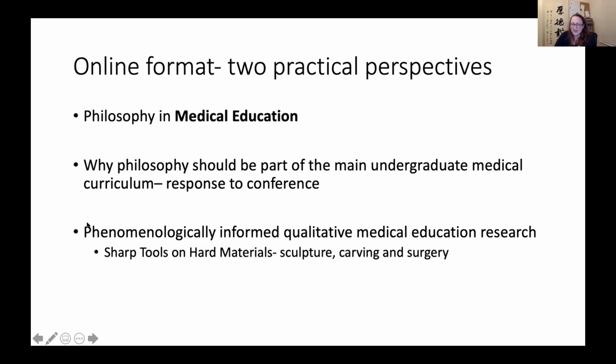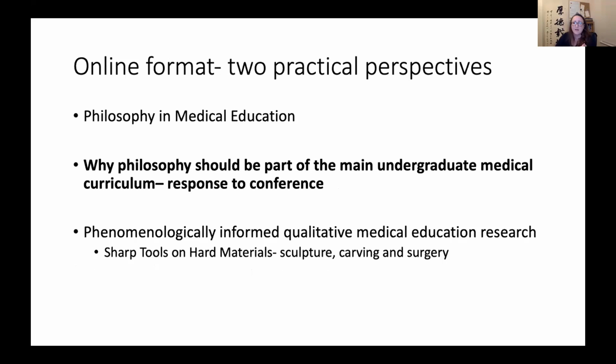In the online format, I agree with Anthony that it's really hard to give a paper. So I've cut this into two halves. The first half is to speak from the perspective of someone who's an educator. And the second half is to look at what phenomenologically informed qualitative methods in medical education might be.